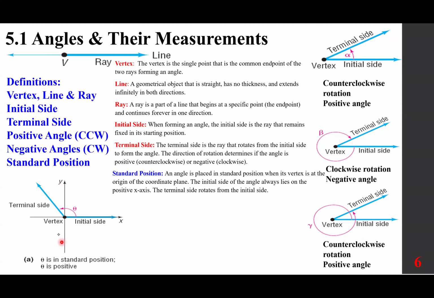So here's the rectangular coordinate system. Here's the positive side of the x-axis. So if the angle is along that, the initial side, we say theta is in standard position and theta is positive. Why is it positive? Because it's counterclockwise. However, this one is also in standard position, but look at this theta. This is a negative angle because it's in clockwise position. So pretty straightforward. So we wanted to look at some definitions to get us started.